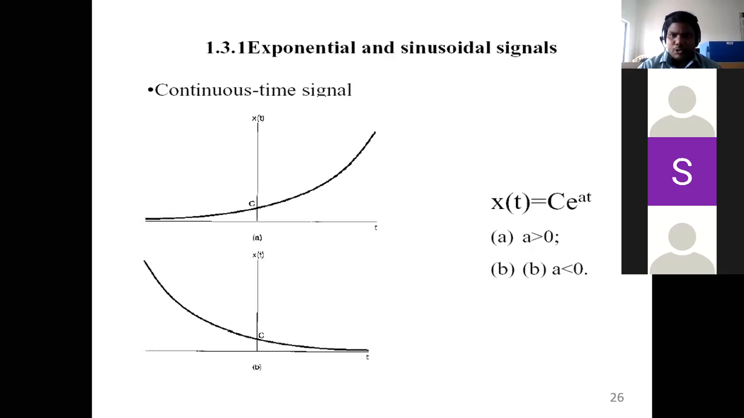X of t is equal to c into e power at, where c is the continuous time signal, where e is the exponential component, and a is the amplitude of the given signal. A is the amplitude of the given signal. With respect to time, the signal will be varied.